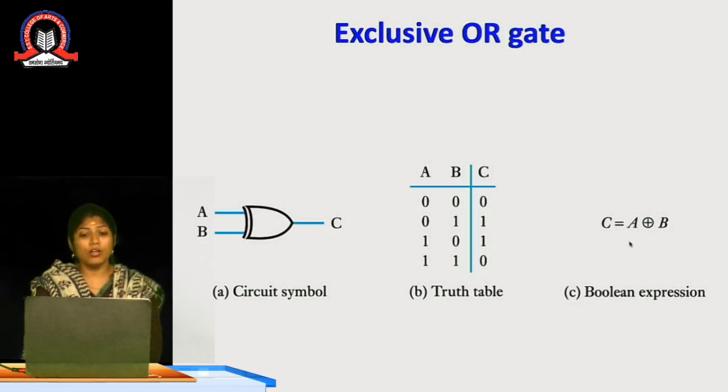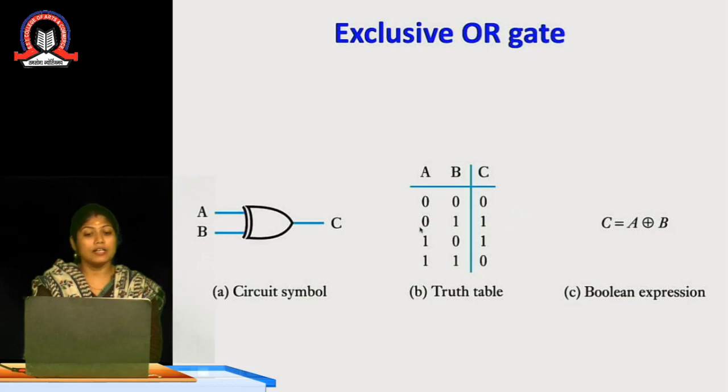Okay, the symbolic representation for this will be A XOR B. This symbol represents XOR. So C is equal to A XOR B. You can also consider this one logic. So one is in min term M0, M1 and M2.